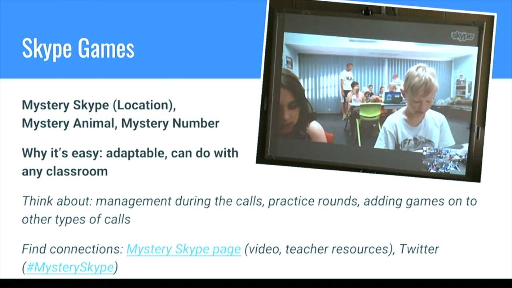This is really easy because it's adaptable and you can do it with any classroom. So if you're not comfortable connecting with someone over the world, you can do it with the class across the hall to start out. So definitely think about your classroom management during these calls and how you're going to run them. You can do some practice rounds with yourself and your class, and this is a great thing to add on to other types of calls. A lot of national parks will do Mystery Skype before your virtual field trip.